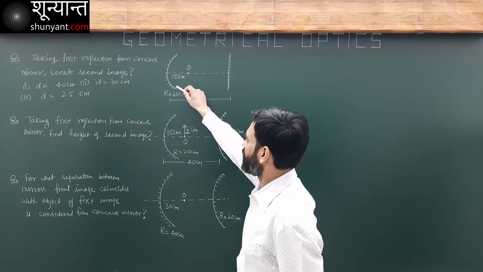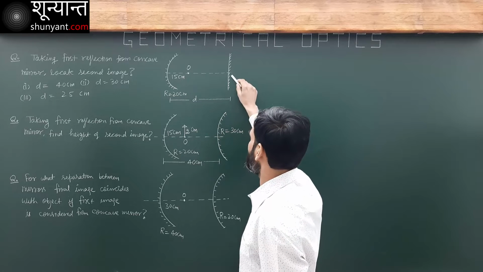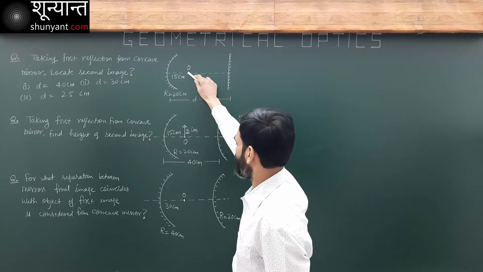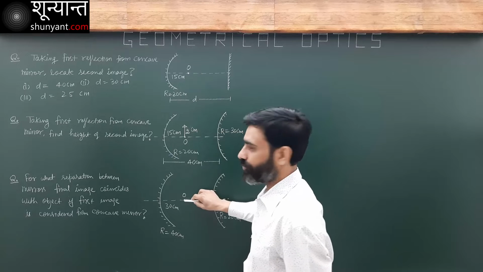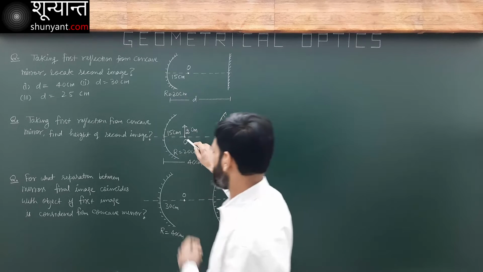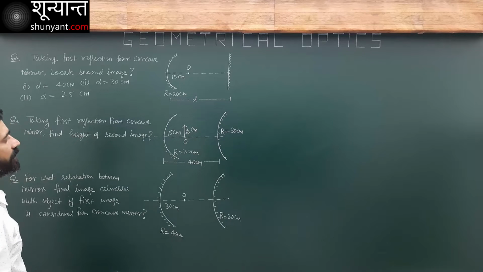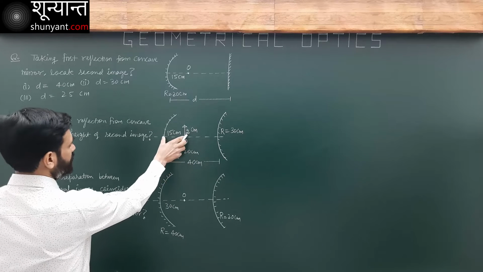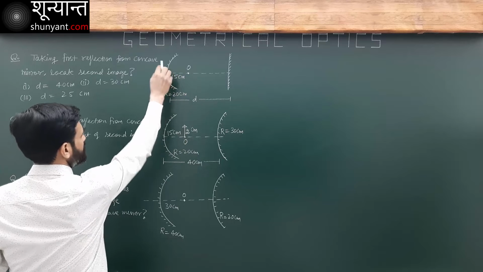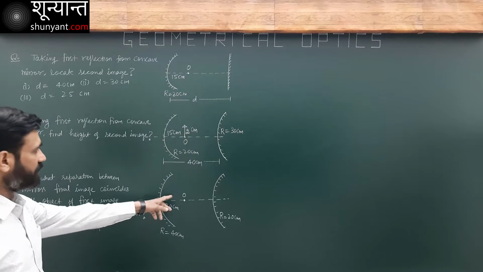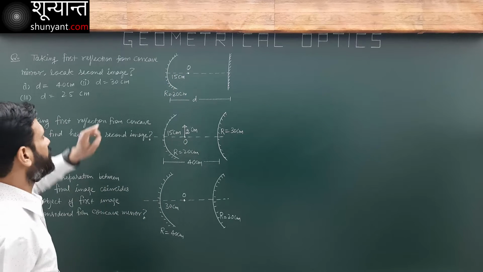So here I have two mirrors, a concave mirror and a plane mirror. Here I have a point object. Here also a point object. Here I have some object of height 2 centimeter, kept at a distance of 15 centimeter from here. Here also it is 15 centimeter. Here it is 30 centimeter. Now what do we have to find?